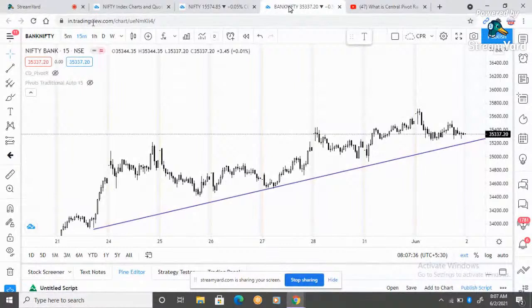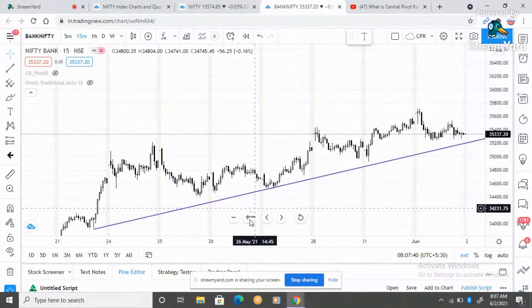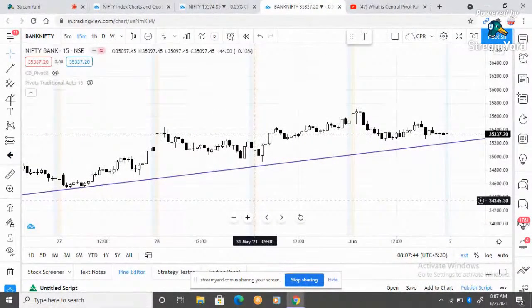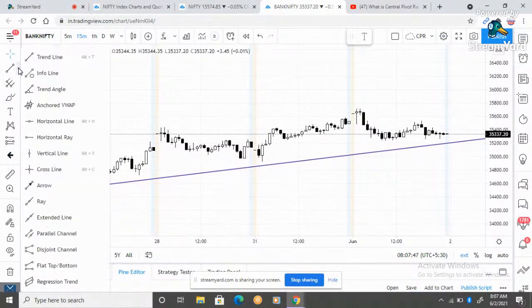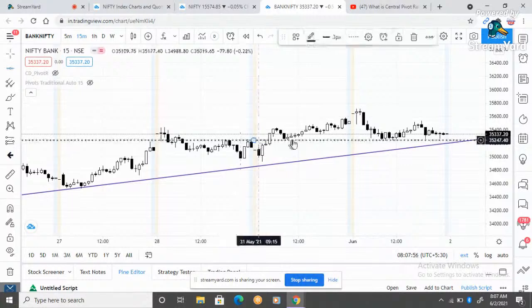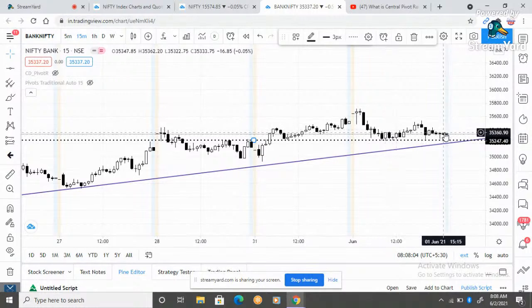Now let's move to Bank Nifty. Ditto like Nifty, you can see we can find out levels for Bank Nifty as well. In yesterday's session, you can see Bank Nifty took support at 35,241. So 35,240 is the support for Bank Nifty.